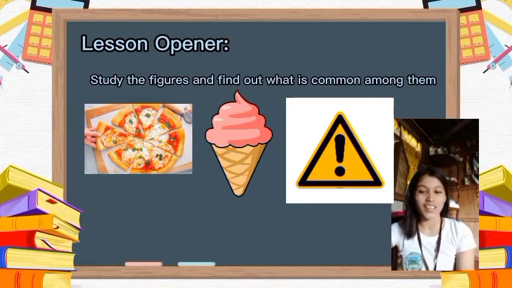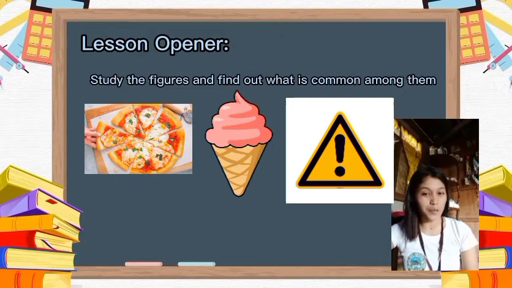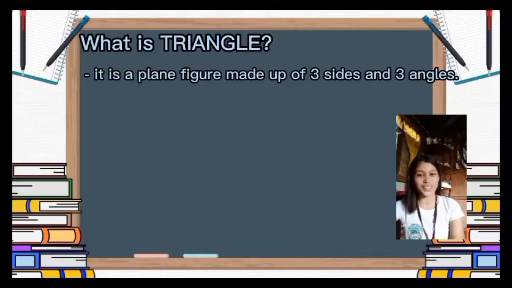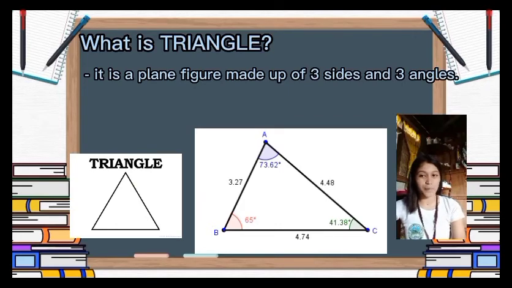Okay, so the pictures are composed of the warning sign, the ice cream, and the pizza. What they have in common is that they all have the same shape, which is the triangle. What is a triangle? A triangle is a plane figure made up of three sides and three angles. Based on the picture, this is the triangle.